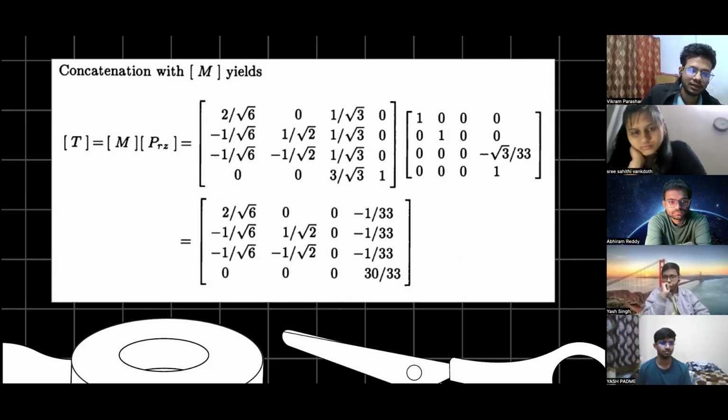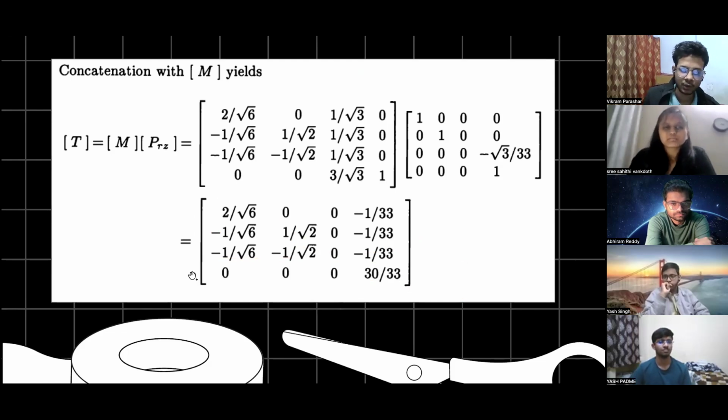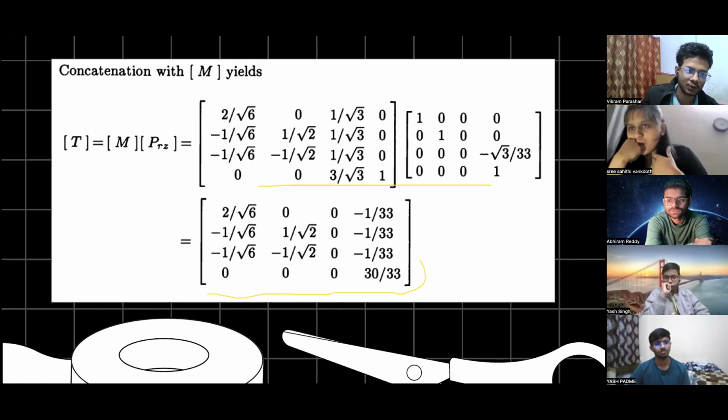So after multiplying this transformation matrix to our previous transformations, we get this as a resultant matrix. This is our final transformation matrix we can use to calculate the projection onto the 2D plane. So next slide.